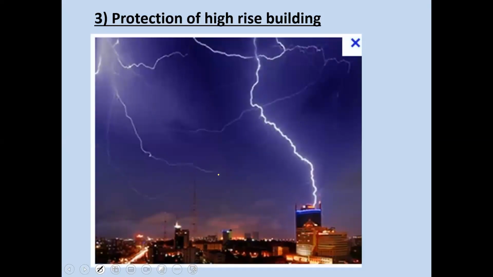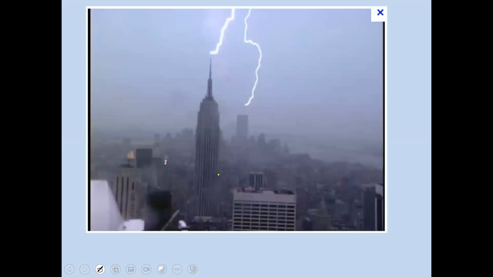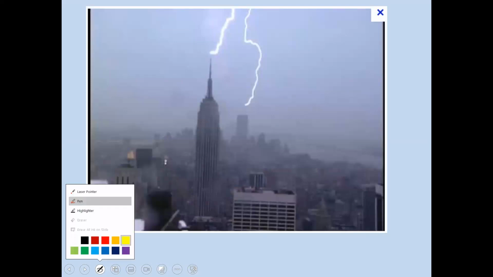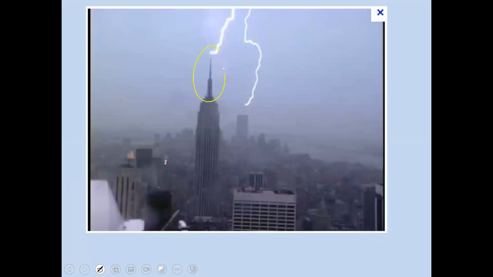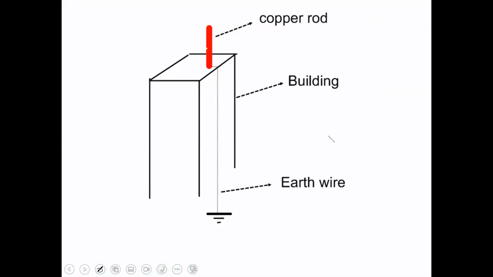Then, protection of high-rise buildings. This is another big problem for high-rise buildings. You might have seen it in real life or in movies that high-rise buildings have a feature like this: a thick copper rod on the roof of the building. When electricity hits the metal rod, it goes down and gets earthed. This is the protection.